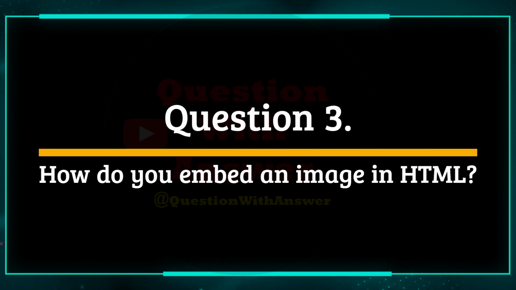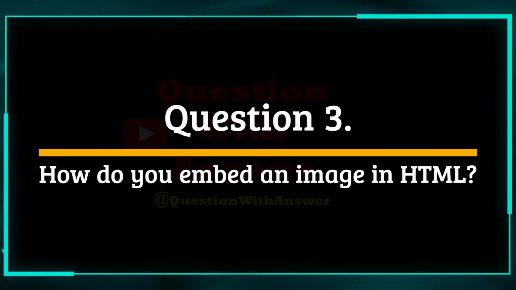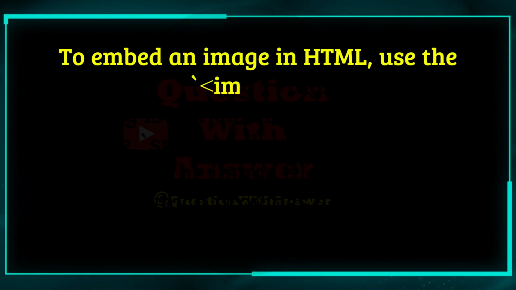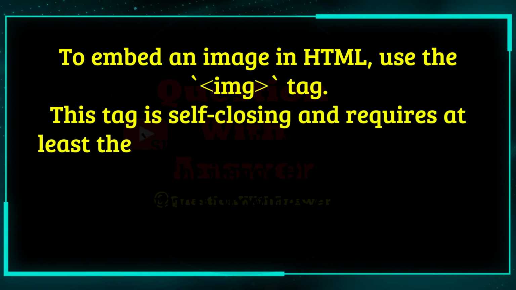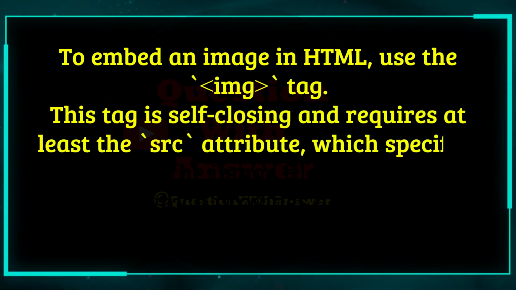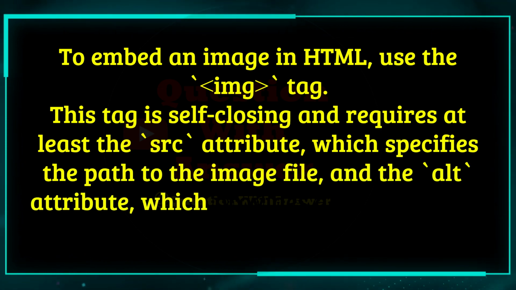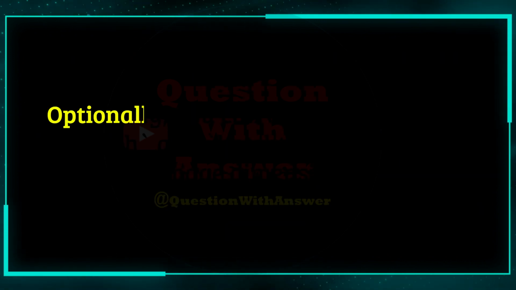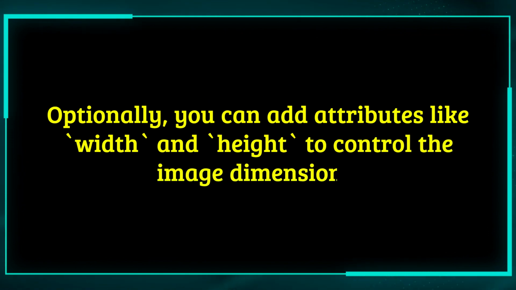Question 3. How do you embed an image in HTML? Answer. To embed an image in HTML, use the img tag. This tag is self-closing and requires at least the src attribute, which specifies the path to the image file, and the alt attribute, which provides alternative text for the image. Optionally, you can add attributes like width and height to control the image dimensions.